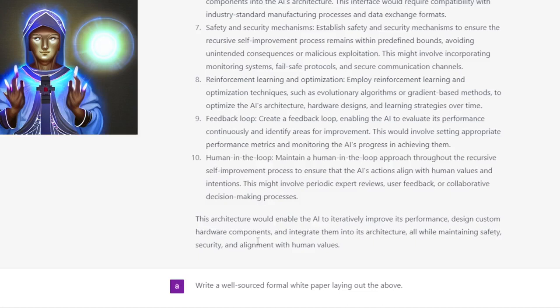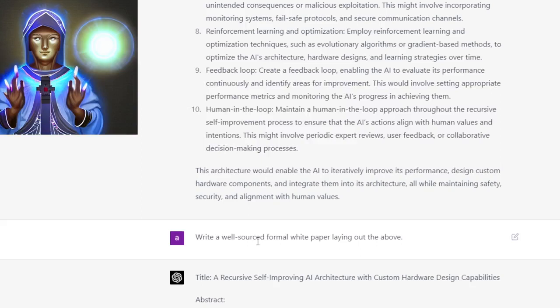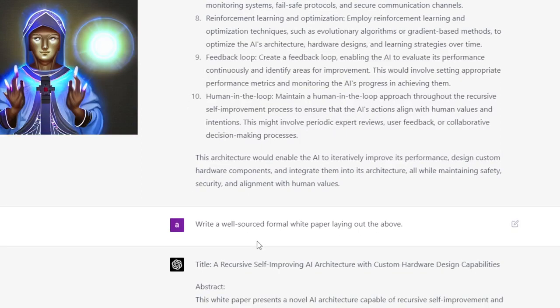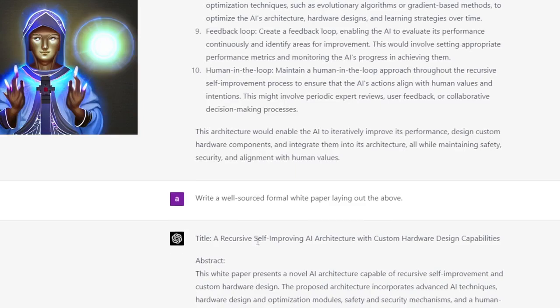Title: A recursive self-improving AI architecture with custom hardware design capabilities. Abstract. This white paper presents a novel AI architecture capable of recursive self-improvement and custom hardware design.